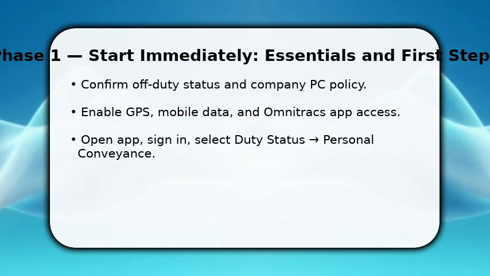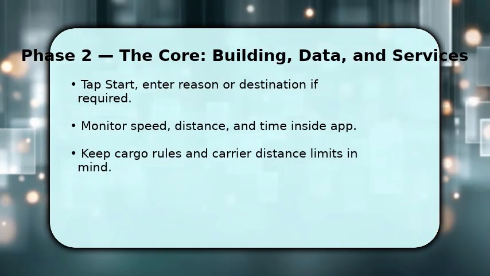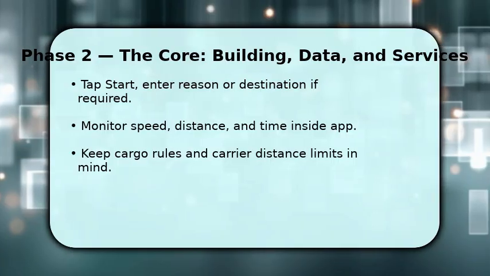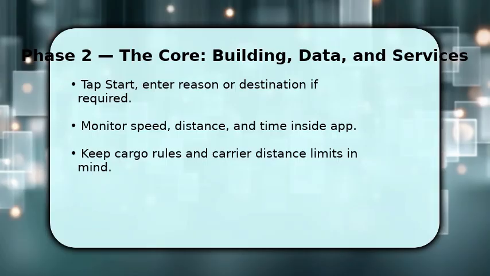Once you start personal conveyance, tap Start and if prompted, enter a short reason or destination to document purpose. This helps later audits. Make sure you monitor speed and distance in the app. Omnitracs logs movement and timestamps automatically.